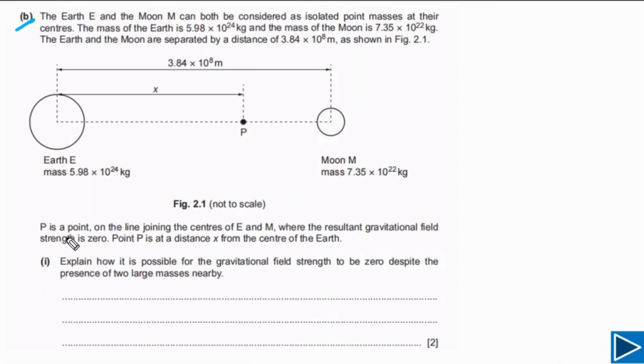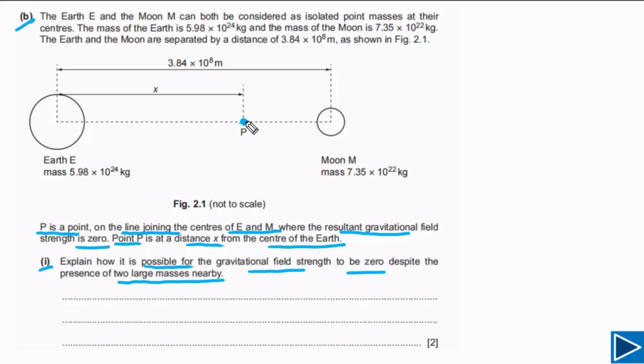For part B, it is given to us P is a point, as you can see here. P is a point and it is located on the line joining the centers of our planet and moon, where the resultant gravitational field is equal to 0. And it is also given to us point P is at a distance x from the center of our planet. For this question, we need to explain how it is possible for the gravitational field to be 0, even though there are 2 large masses present nearby this point. So we need to understand why the value of G, the resultant gravitational field at this point, is equal to 0.